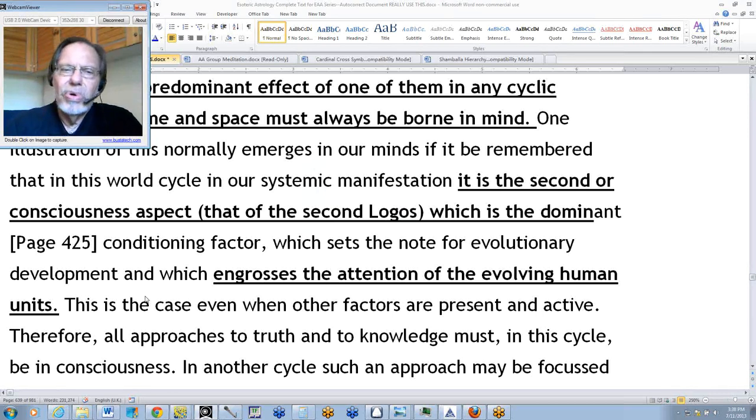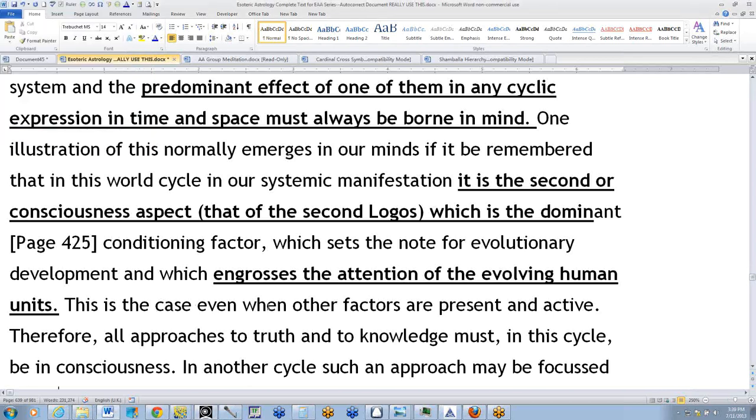We have to really watch out for this word world cycle, because it's a blinding mechanism, and it can mean many different spans, all the way from relatively short, having to do with the Platonic year, all the way to the duration of a planet or a solar system. This world cycle in our systemic manifestation is the second or consciousness aspect, that of the second logos, the sun, S-O-N, which is the dominant conditioning factor which sets the note for evolutionary development, that note perhaps being G, maybe literally a note, the blue and the G, and which engrosses the attention of the evolving human units who have to transcend strictly the personality phase. This is the case even when other factors are present and active.